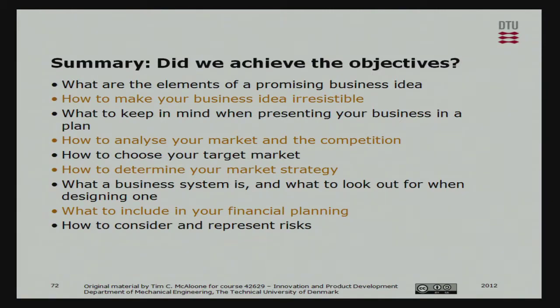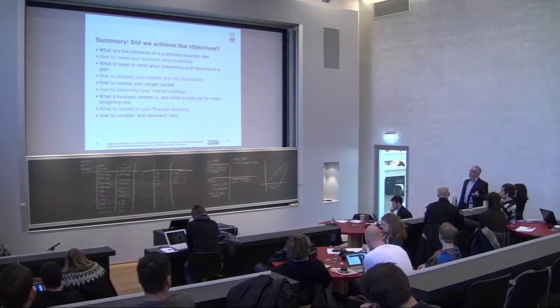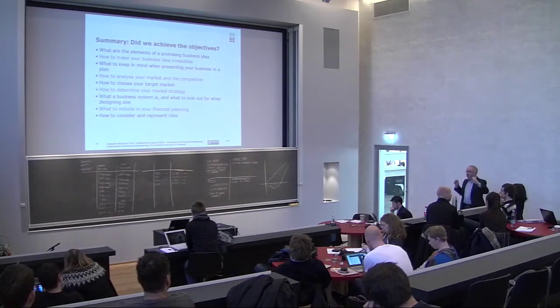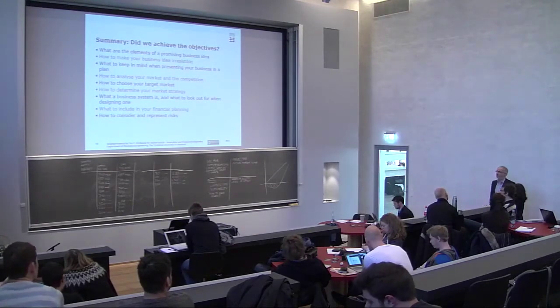Who were the target market? There were 2 target markets there. And what your market strategy is, in fact. You can either rent a bike or give it away or whatever. What is a business system? We talked about that, and how to design the business system on the value chain model, and what type of financial planning tools and techniques you can use.